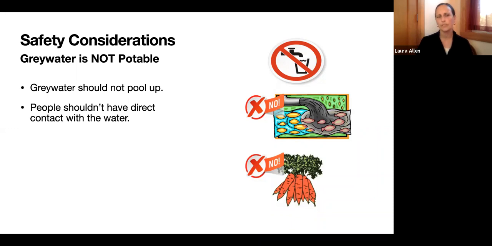We also don't want people to have direct contact. When you're doing maintenance, you're going to put on your gloves, be aware of what you're doing, and wash your hands afterwards. That is fine. But in general, if people come to your yard, they should not be contacting your gray water. Your gray water is soaking down in the ground, and above the ground is free of gray water.